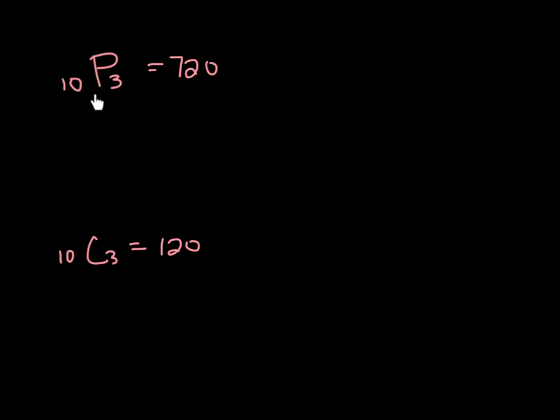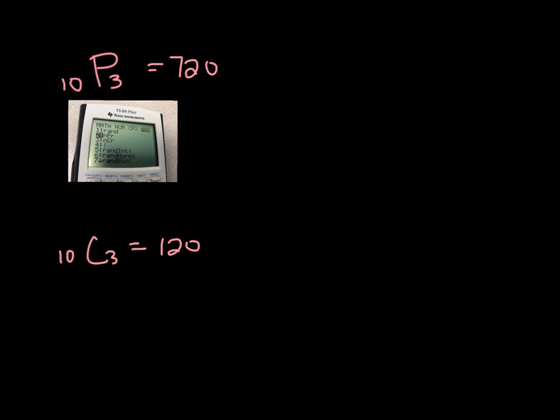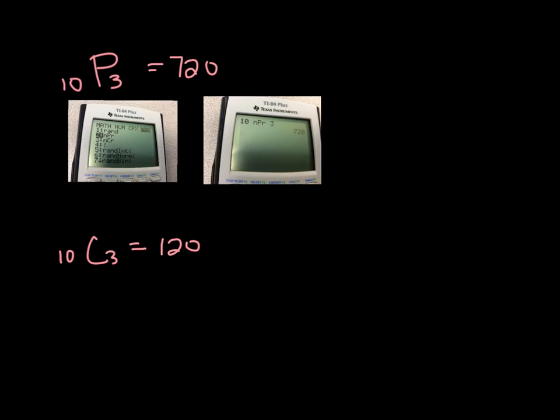And then to get the P, you're going to hit the math button in your calculator, and you're going to scroll over along the top until you see PRB, probability. Then you can scroll down to choice 2, which says nPr. And when you hit enter on that, we can now plug in this 3 that comes after the P. So now when you hit enter, here's what your calculator gives you.